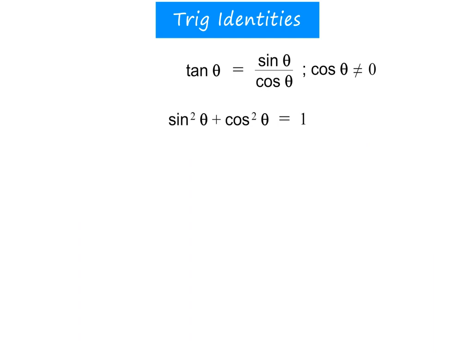The second identity you need to know is the square identity. You need to learn these two identities off by heart because neither of them are given on the formula sheet.